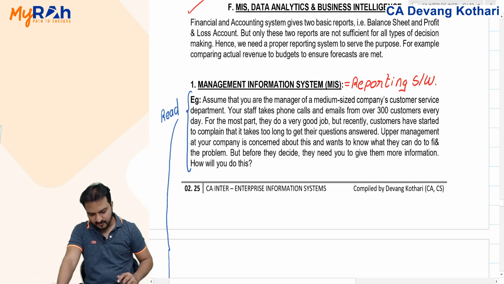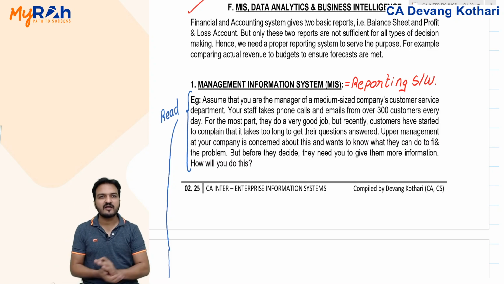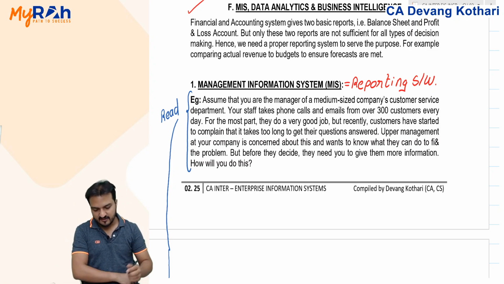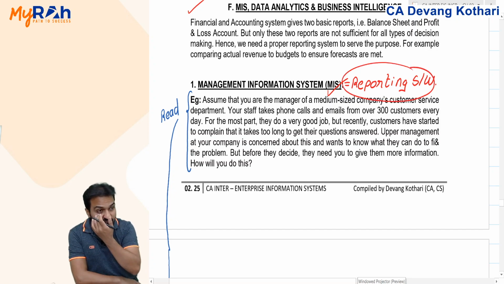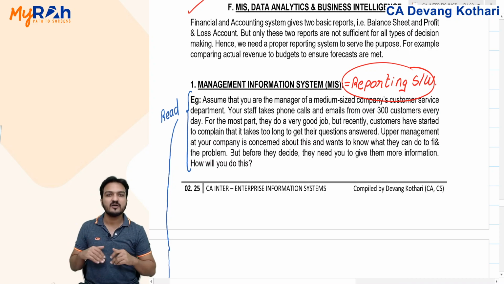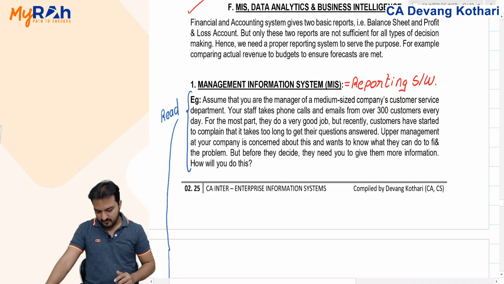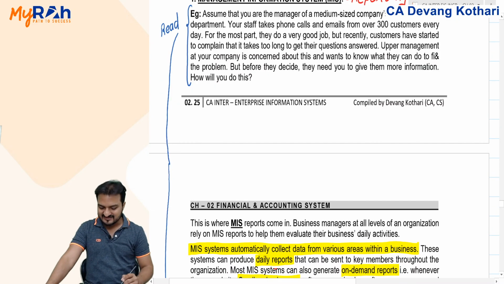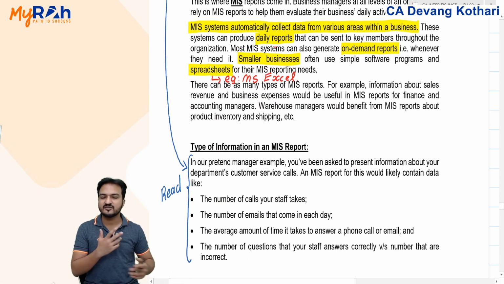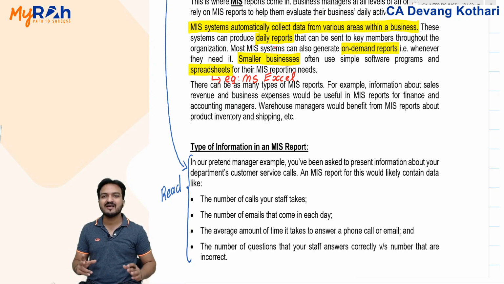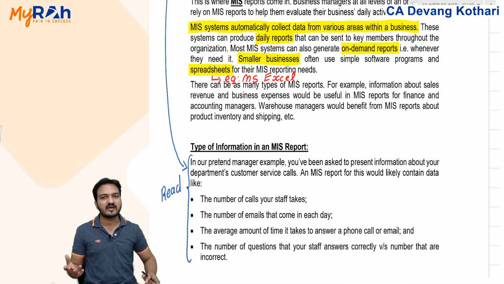Further, we talk about MIS, data analytics and business intelligence. Three things together. First one, MIS. MIS is basically reporting software. It is software which generates reports. Now, what kind of reports? Well, you saw this example which says that MIS does not generate just accounting reports, balance sheet, P&L and all. No, MIS software is for generating many different types of reports.